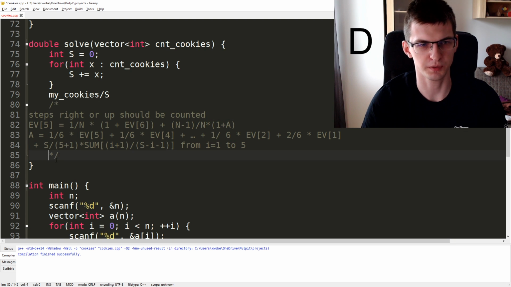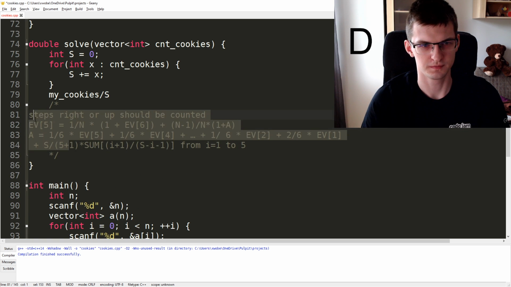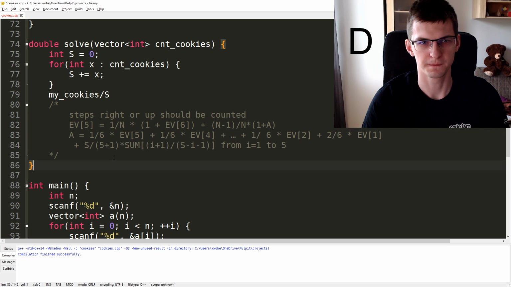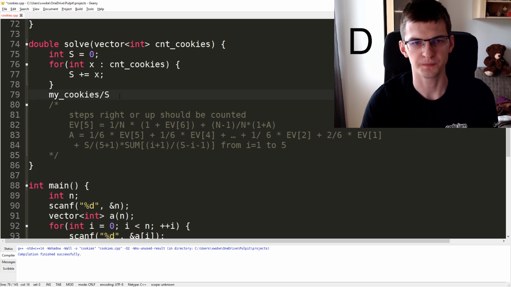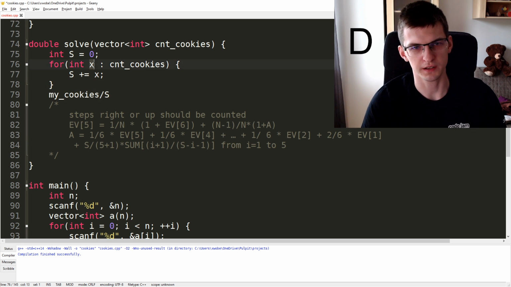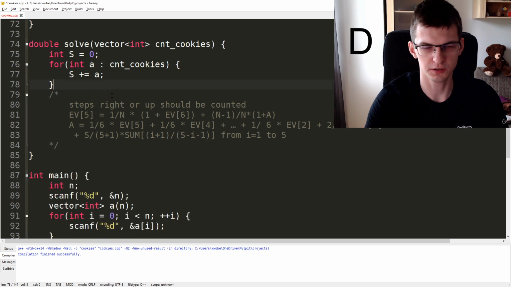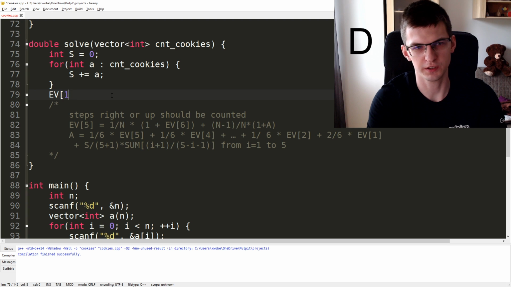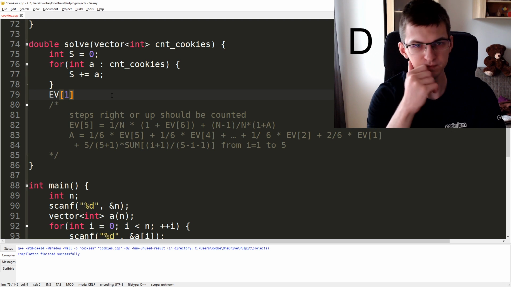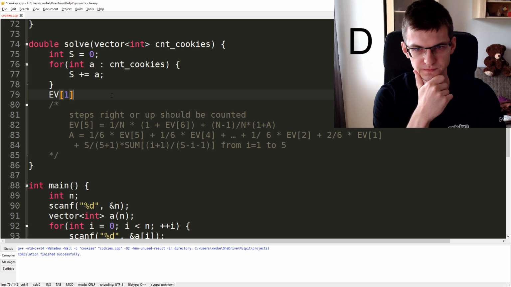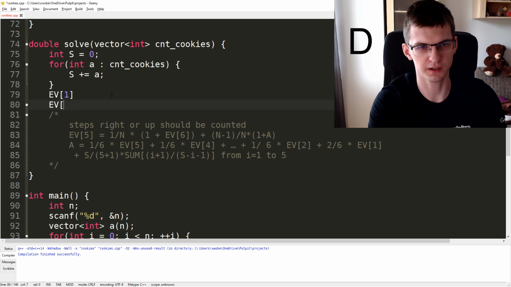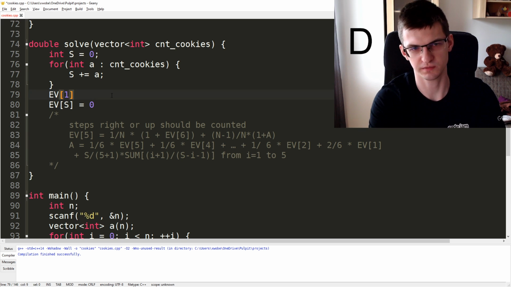That's the important part. Now the trick is usually by some variable x, let's not mistake it with this. By some variable x we denote expected value to finish starting from this state. We know that expected value for S is 0. When one person gets all S cookies, the game is done.